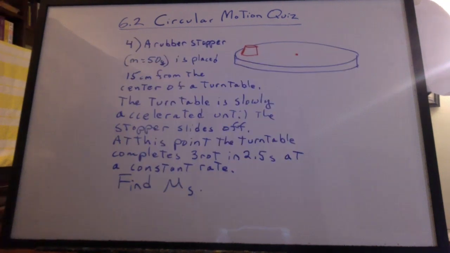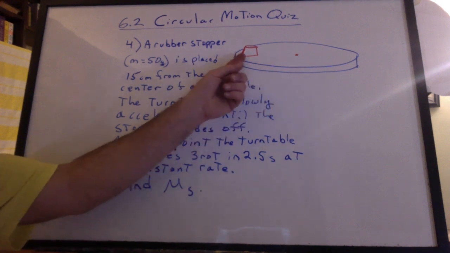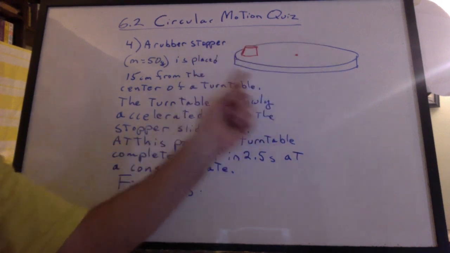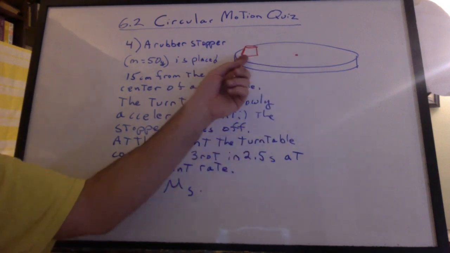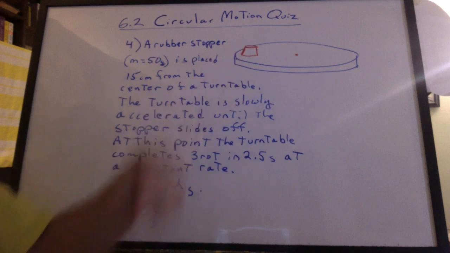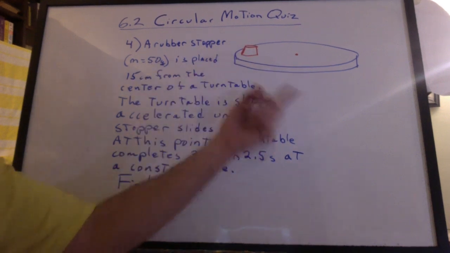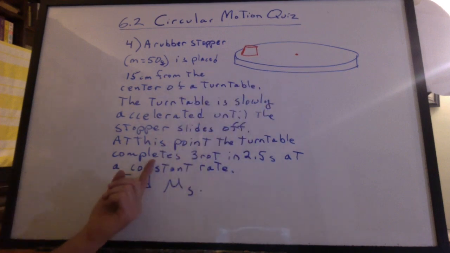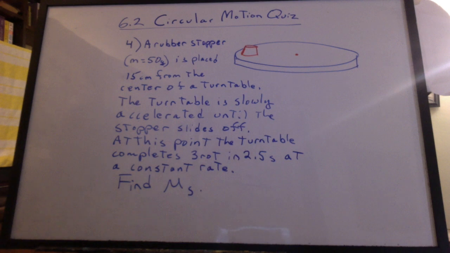Okay, we did this in lab on video. You've got a turntable, you put a rubber stopper on it, and you rotate it faster and faster and faster until all of a sudden the rubber stopper slides off. At that point, the turntable is going to maintain a constant rate of rotation and it completes 3 rotations in 2.5 seconds. Find mu s. Again, pause the video, try the problem.